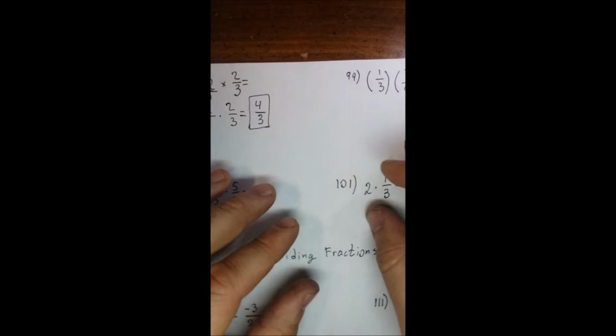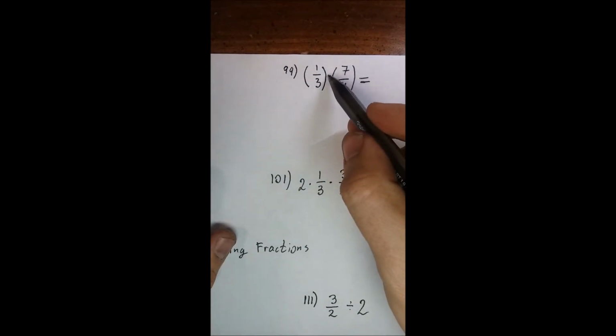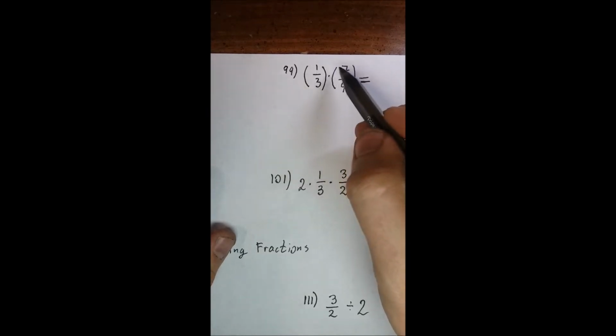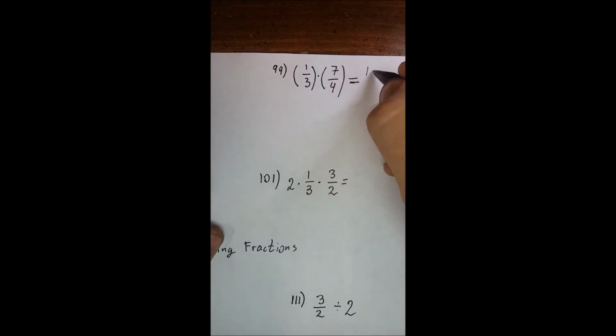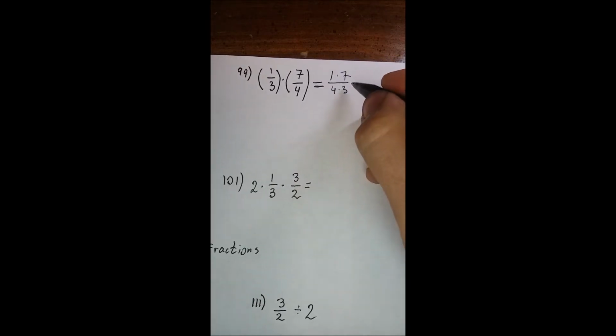Next question. Question 99. Here, you see there's a sign in front of it. It's a multiplication. Now, just like the previous problem, multiplication of fractions, you multiply across numerators and denominators. There you go. So the answer here will be 1 times 7 over 4 times 3. So 1 times 7 is 7. 4 times 3 is 12. That's your answer.